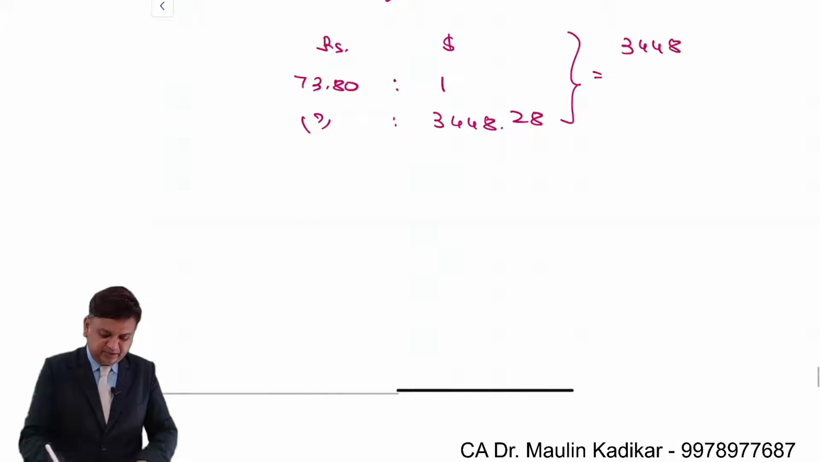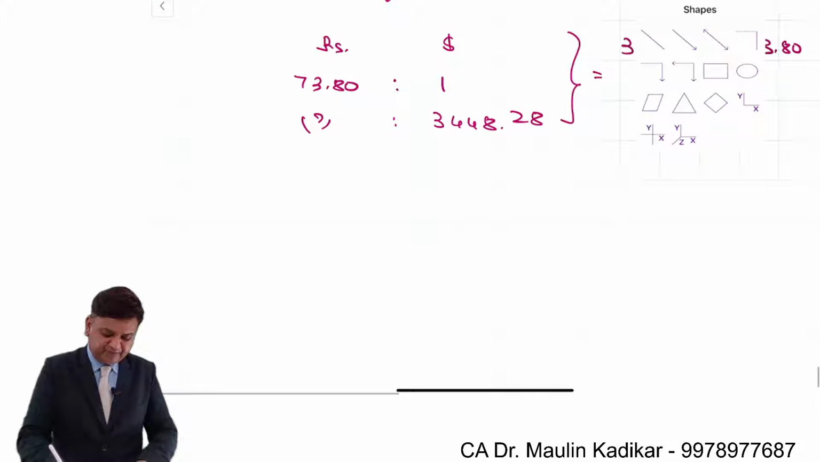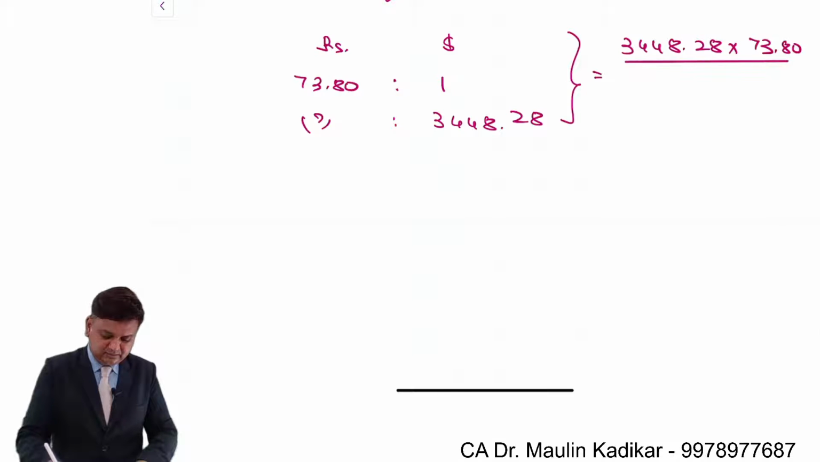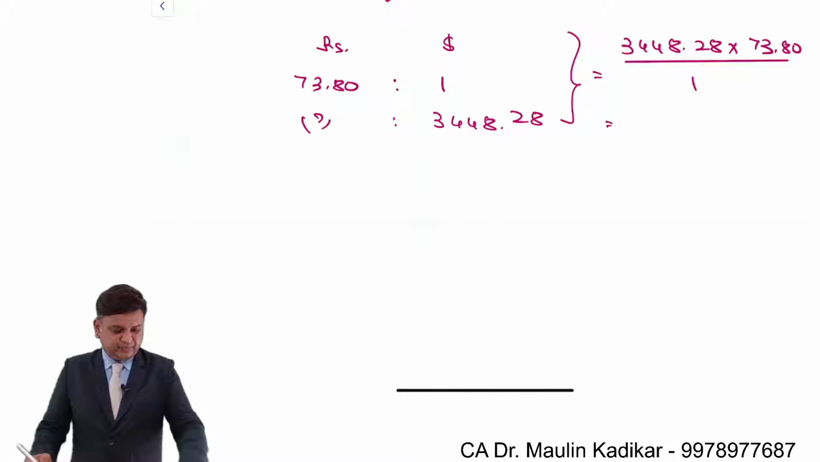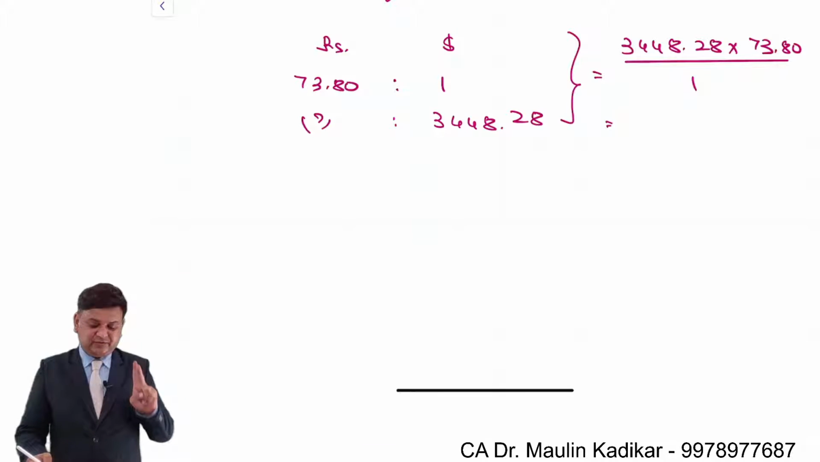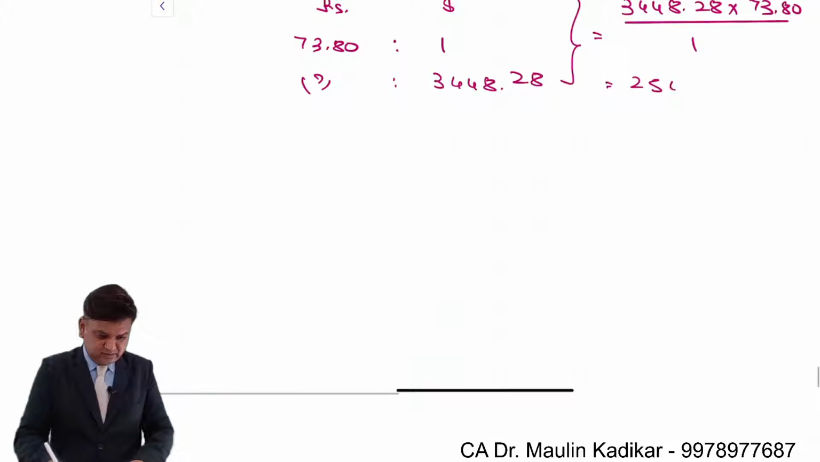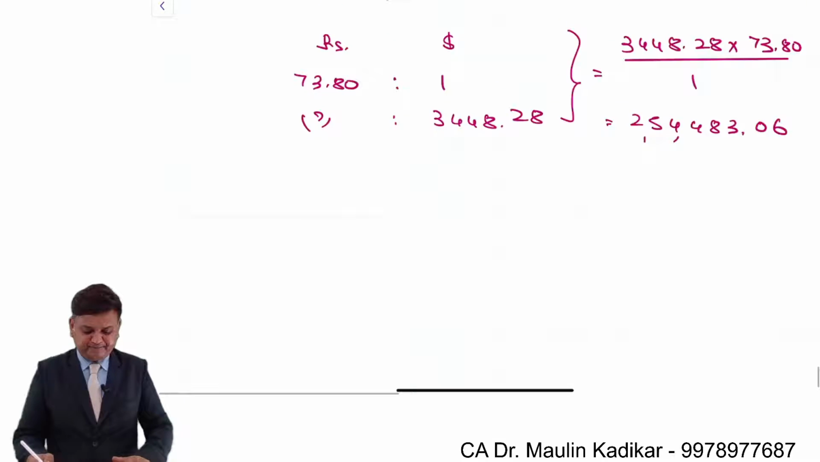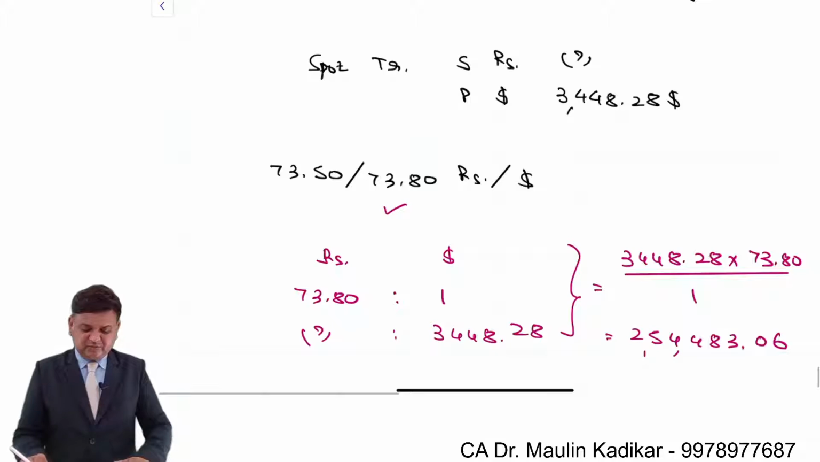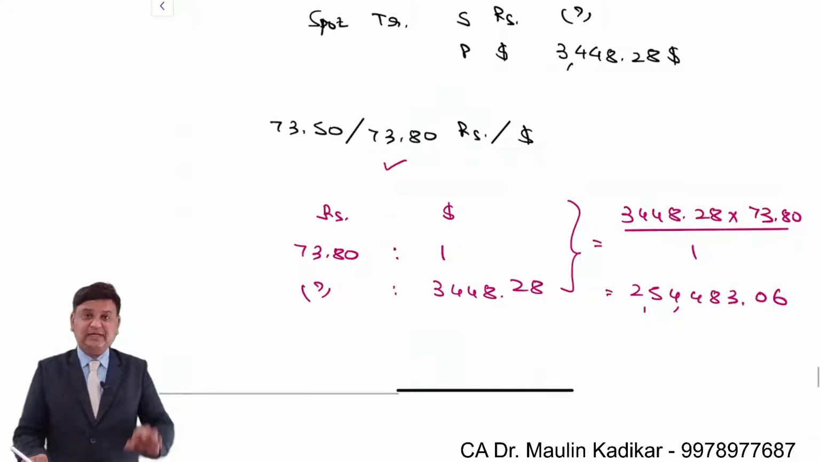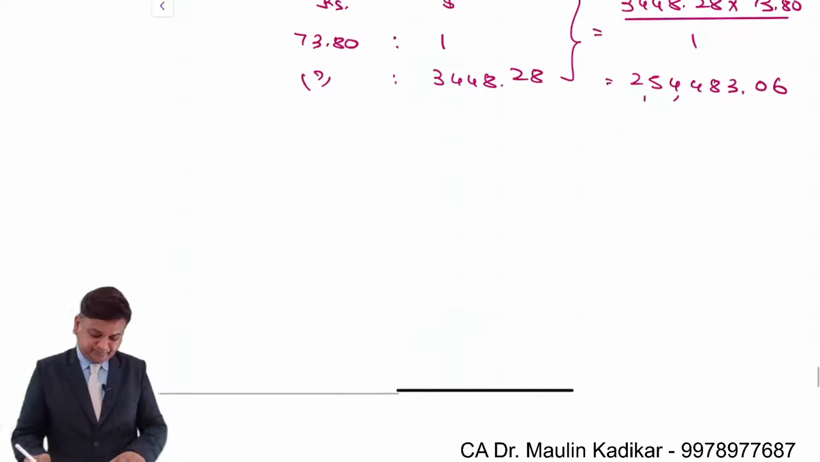So 3448.28 into 73.8 divided by 1, that is 2,54,483.06. Okay, now this is the amount of rupees that we have borrowed for a time period of 3 months.